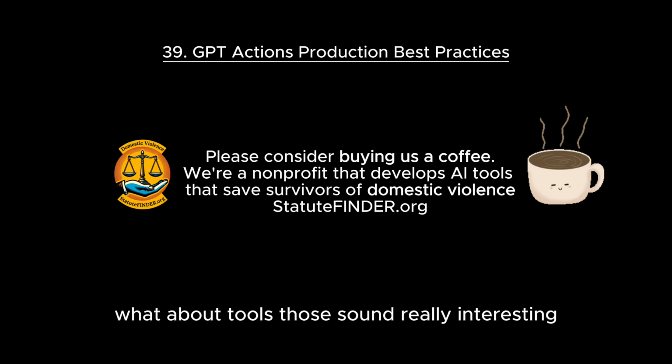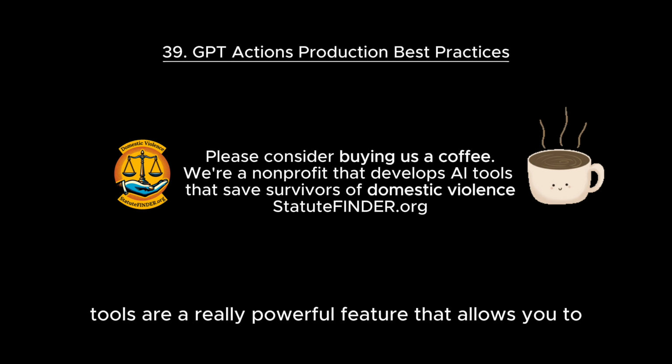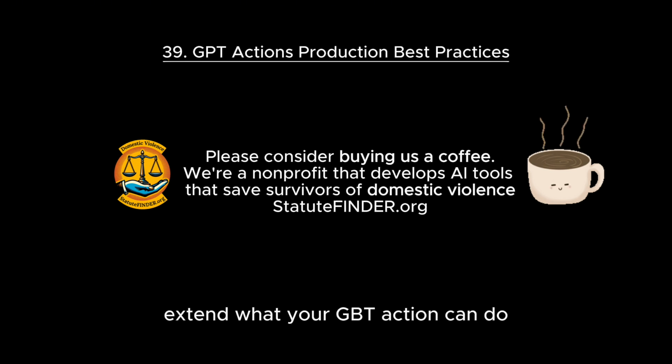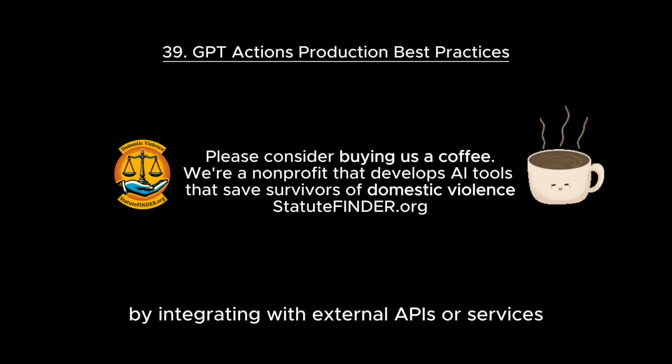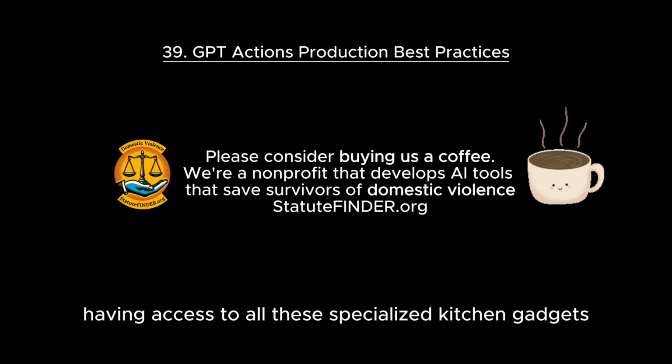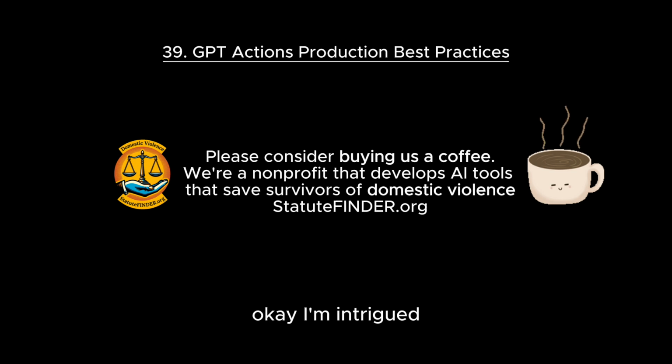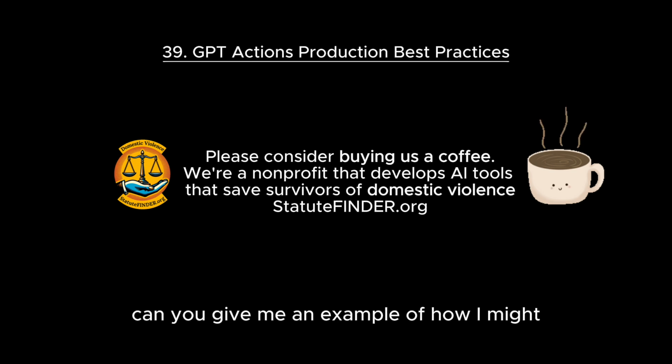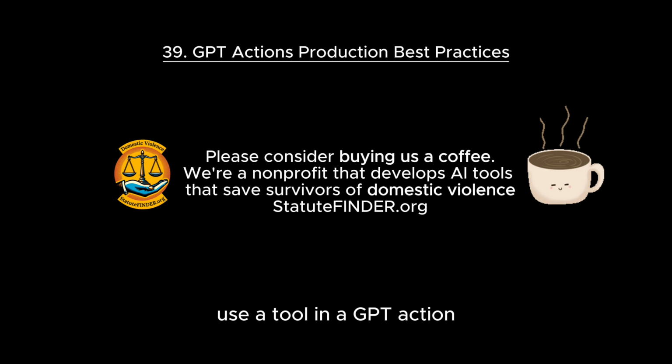Those sound really interesting. Yeah, so tools are a really powerful feature that allows you to extend what your GPT action can do by integrating with external APIs or services. So it's like having access to all these specialized kitchen gadgets to help you prepare your dish, right? Okay, I'm intrigued. Can you give me an example of how I might use a tool in a GPT action?